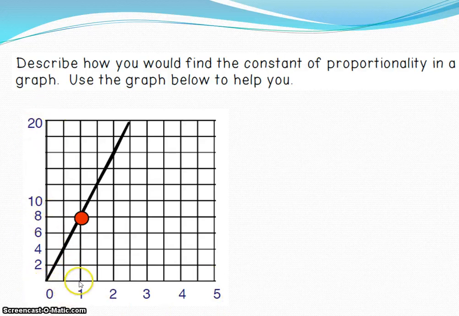So here we have 1 is paired with 8, we have 2 is paired with 16, and so on. So it appears that the y is 8 times bigger than the x each time. If we take our y divided by our x, 8 divided by 1, or 16 divided by 2, that gives us 8. That's the constant of proportionality. So on a graph, visibly, it's easy to identify that constant of proportionality because you're looking for that unit rate.